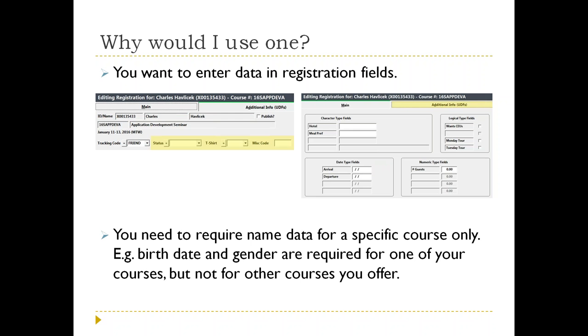The other option is, like we already talked about, if you need to require name data for a specific course, you've got some kind of a youth camp that you're offering, and you've got to collect birth date and gender for that particular course, but you're not needing it for the other courses, so you don't want to require it on your sign-up page.